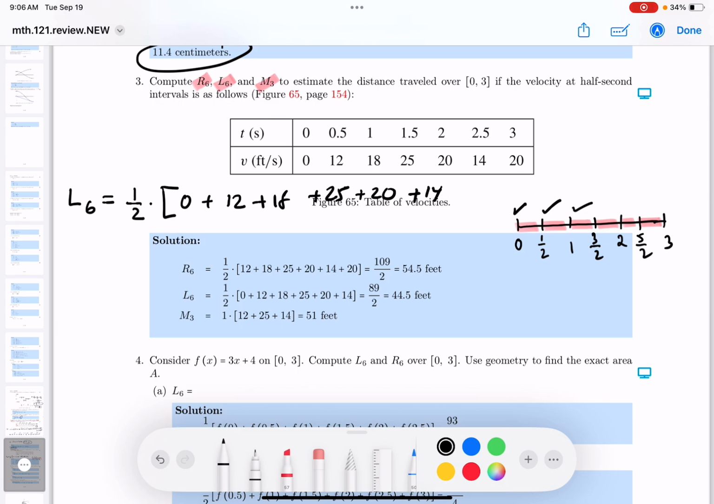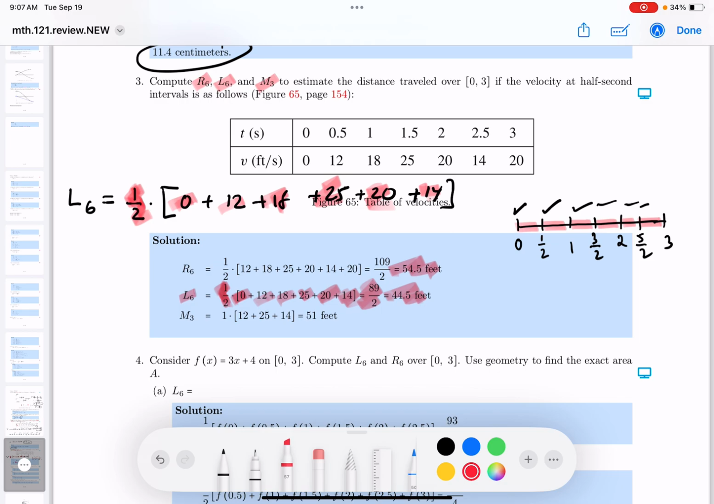We're doing the left endpoints, right? So we're just doing the left ones, all right? So I got all those done. And what do you do over there? Let's just check the key. I'm not going to do the arithmetic for you, though. We're doing L6 now. 1/2, I see that. 0, 12, 18, 25, 20, and 14. Again, do the arithmetic, you get this number over here, all right? So we're done with those, all right?